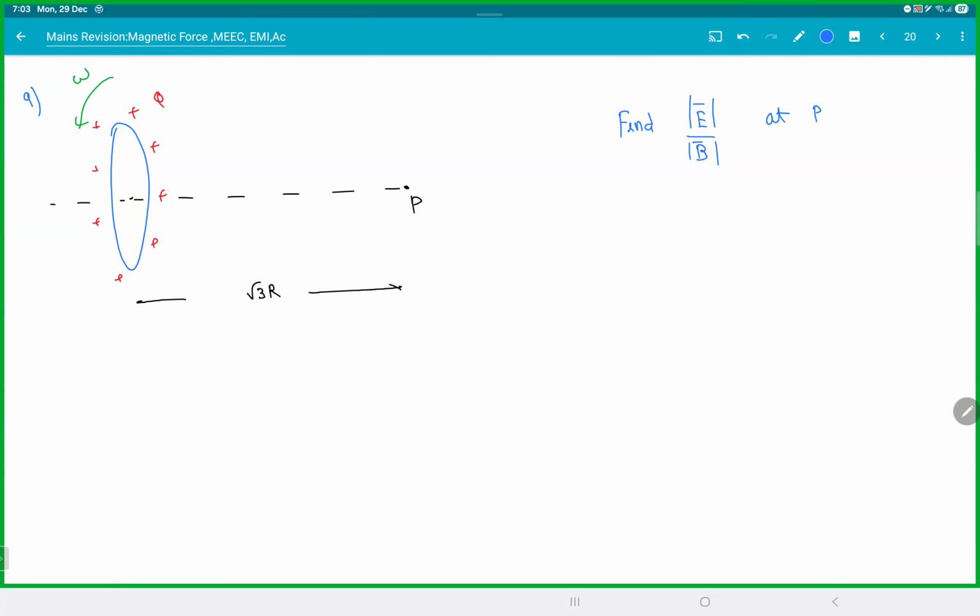Let's get this thing. We have a charged ring, not current. Charged ring Q rotating with omega. Find the ratio of electric field by magnetic field at point P. We have done this.